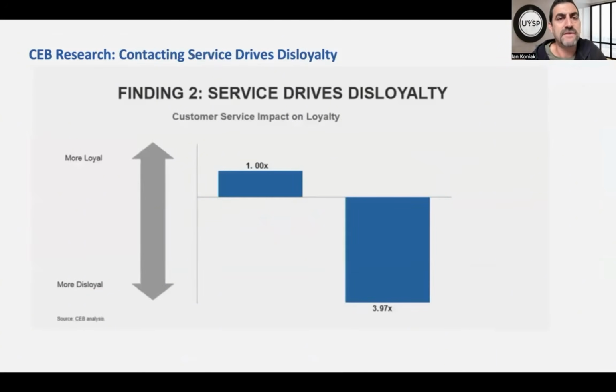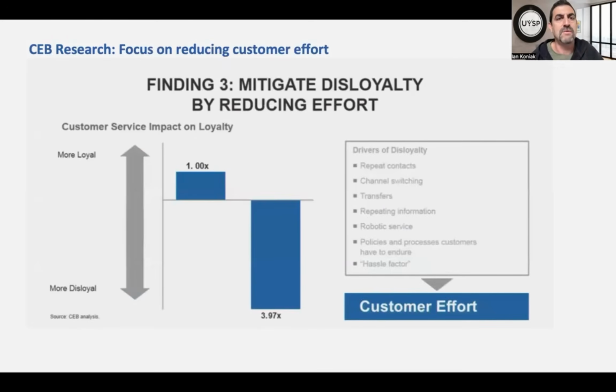I said the mere act of contacting service is what's driving disloyalty. If they have to call for support because they can't figure it out on their own, that's actually what's driving down your NPS. And so rather than focusing all this money on the call center to solve their issue, focus on reducing effort. If you reduce effort, that actually makes it easier to work with them.